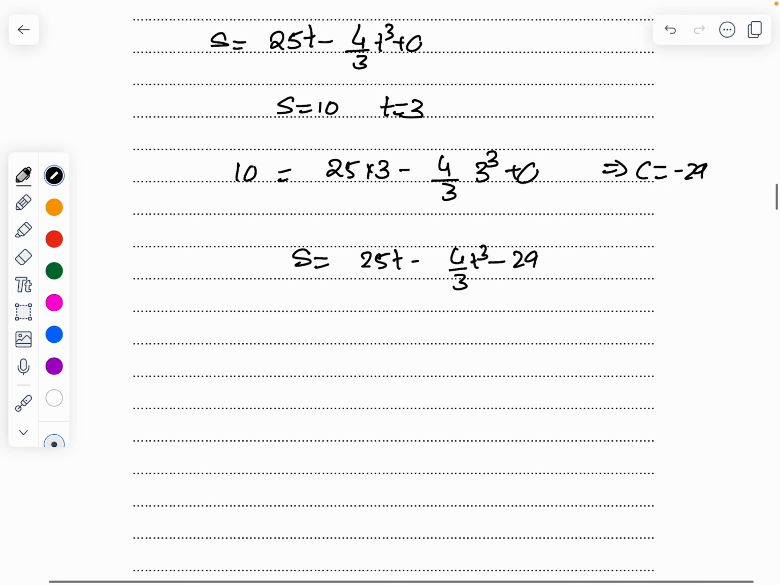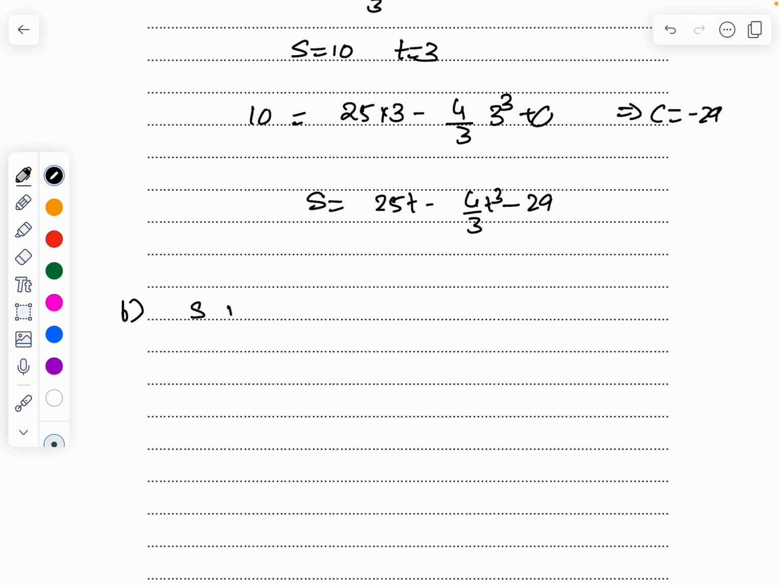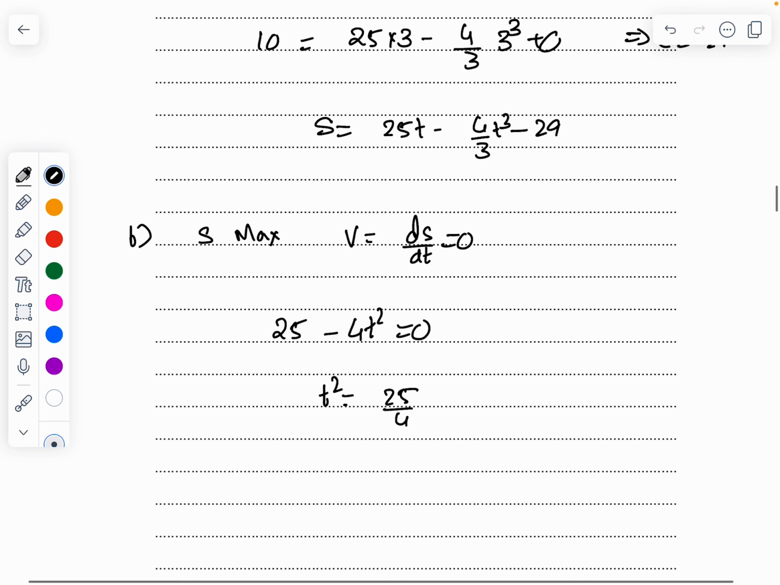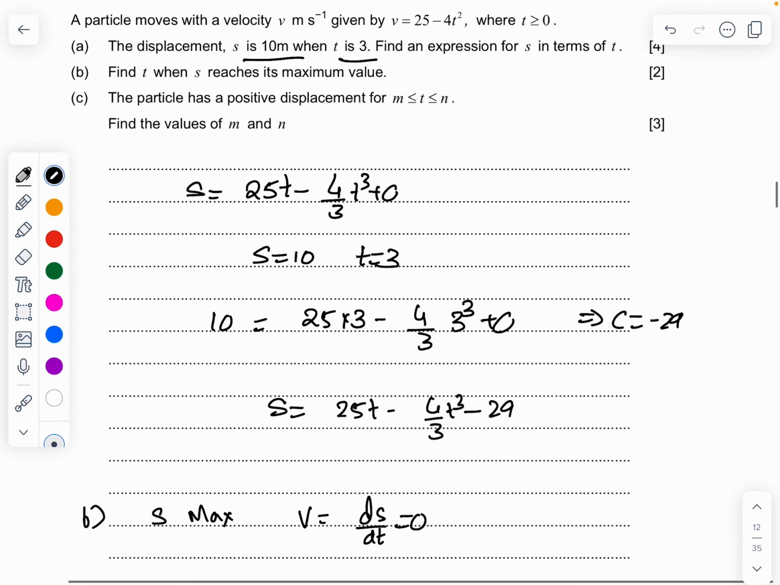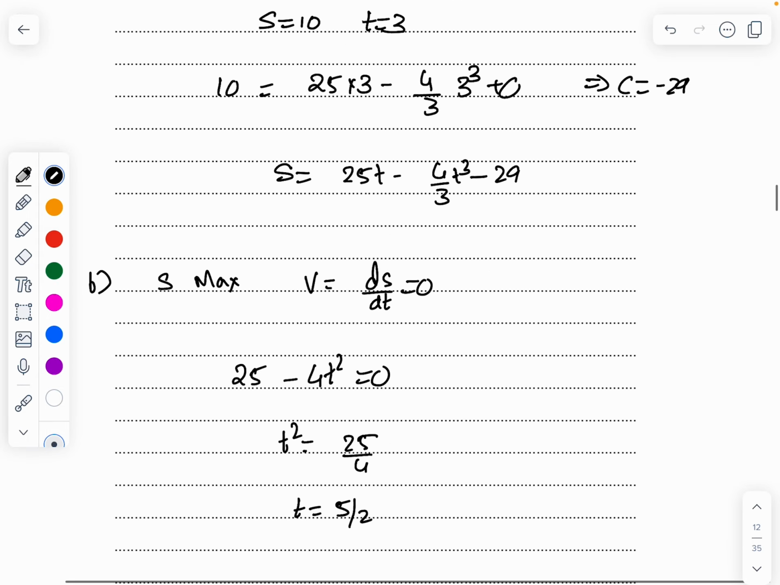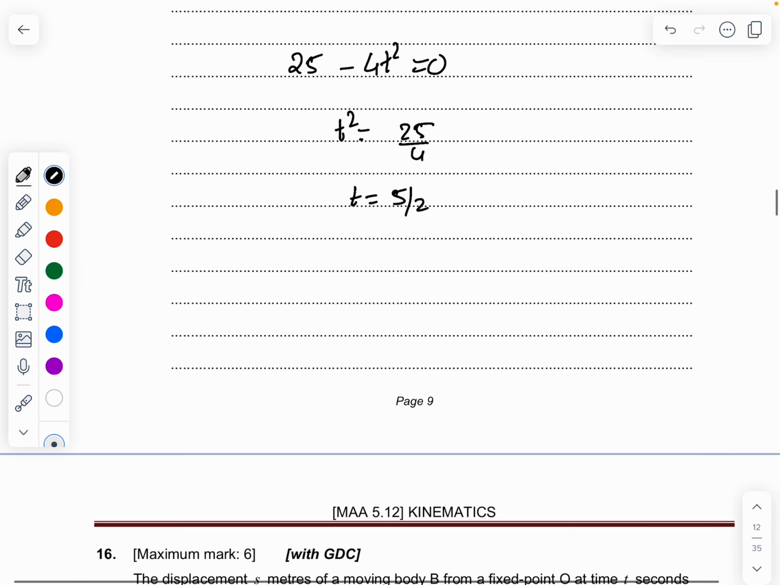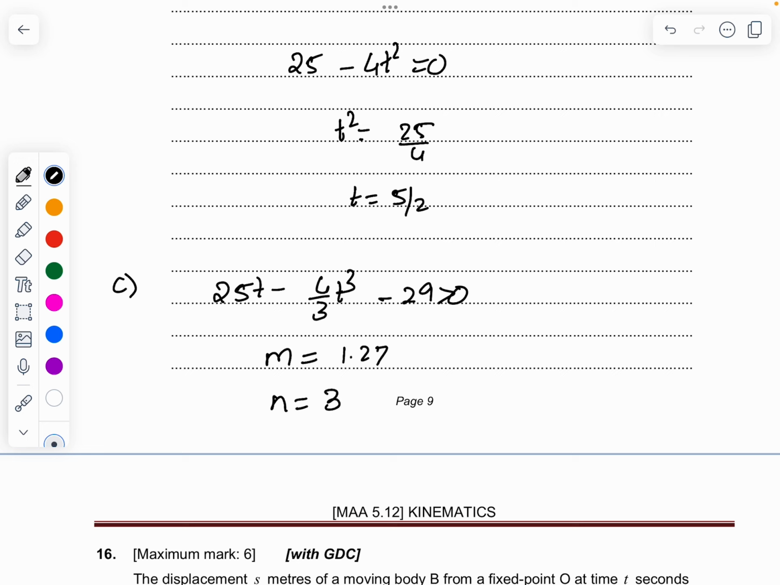Find t when s reaches its maximum value. S is maximum means v equals ds upon dt should be equal to 0. 25 minus 4t square equals 0. T square equals 25 by 4. T equals 5 upon 2. Then the particle has a positive displacement. Find the values of m and n. So 25t minus 4 by 3 t cube minus 29 is greater than 0. Use the GDC. You should get the m value as 1.27 and the n value as 3.55.